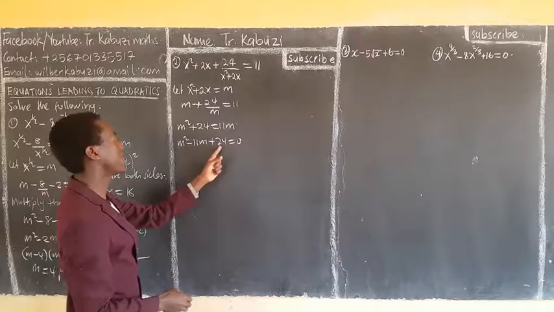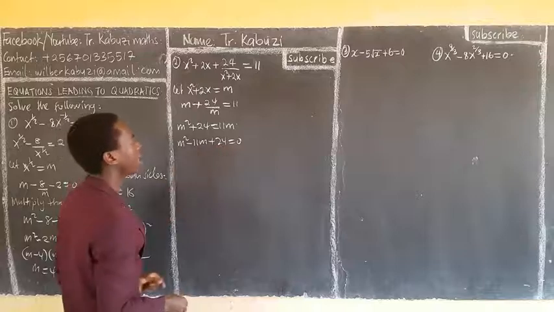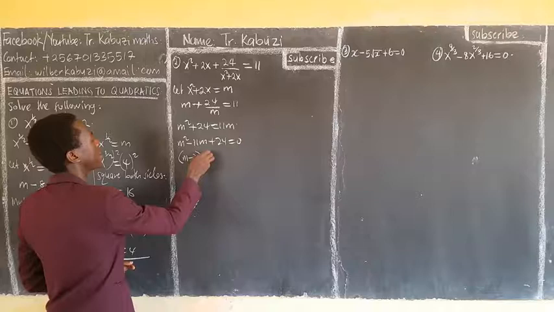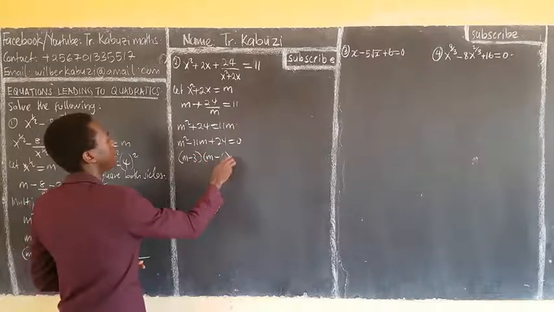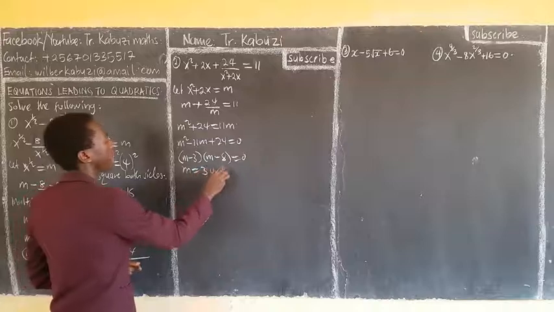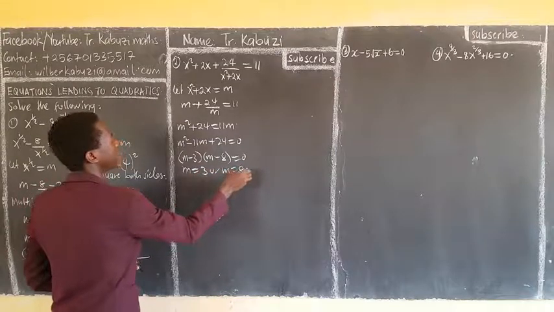So numbers that multiply to give 24 and add to give 11 are 3 and 8. So m minus 3 times m minus 8 equals 0. So either my m is 3 or my m is 8.